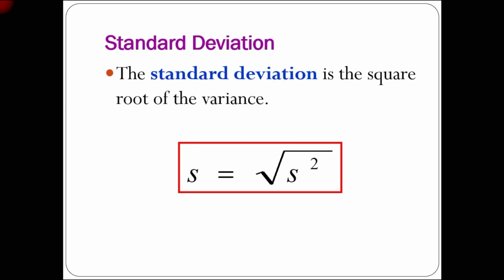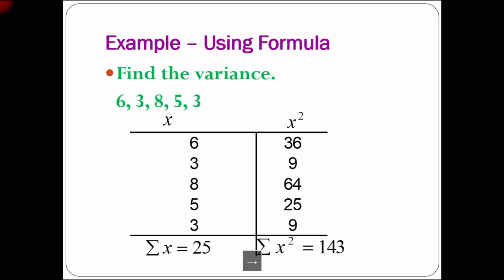Standard deviation. The standard deviation is simply the square root of the variance. I-square root lang natin ito. Okay? Tapos yun na yung standard deviation natin. Square root lang natin yung makukuha nating variance. So, next, let's have an example.